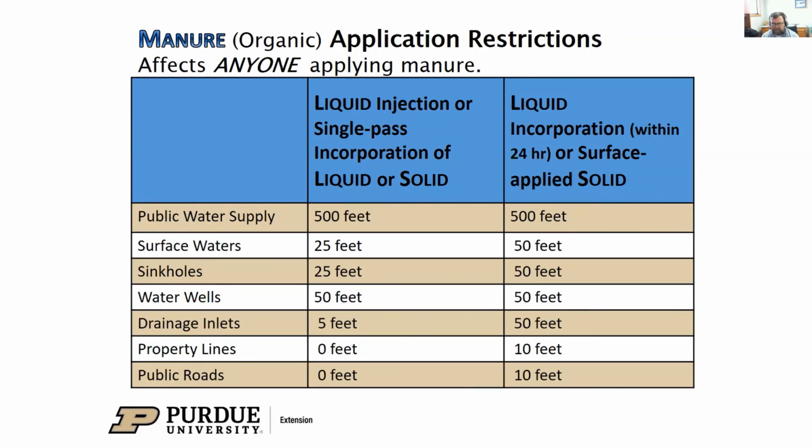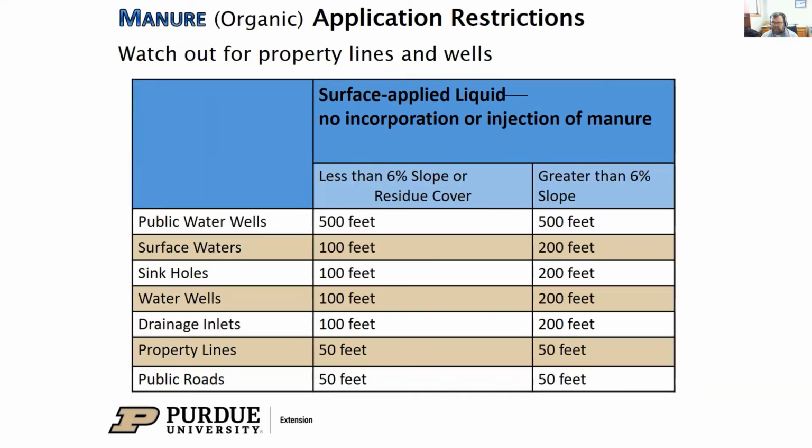We're just going to talk about these quickly, not dwell on these too long today for the essence of time. But there are restrictions as far as application for manure, for when you're talking about public water supply, surface water, sinkholes, water wells, drainage inlets, property lines, and public roads. And there's a difference if you're incorporating within 24 hours or if you're directly injecting. So there are, again, application restrictions. These are all on the state chemist website, so please refer to that.